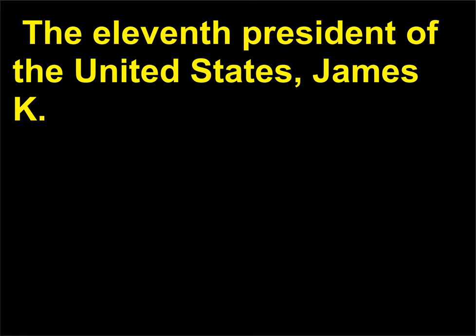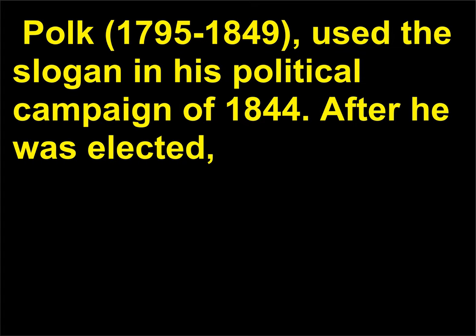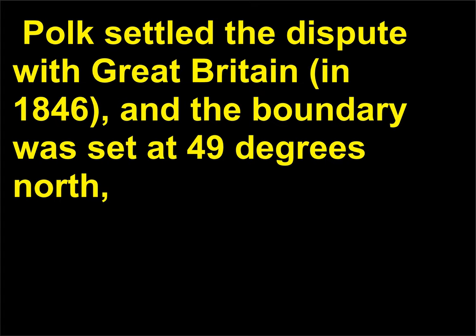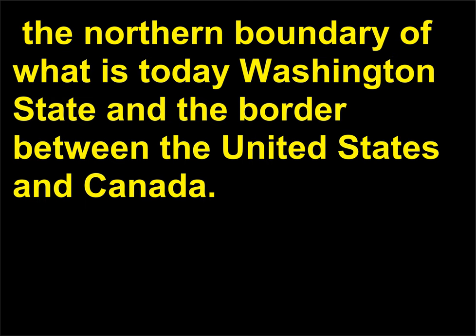The 11th President of the United States, James K. Polk, 1795-1849, used the slogan in his political campaign of 1844. After he was elected, Polk settled the dispute with Great Britain in 1846, and the boundary was set at 49 degrees north, the northern boundary of what is today Washington State and the border between the United States and Canada.